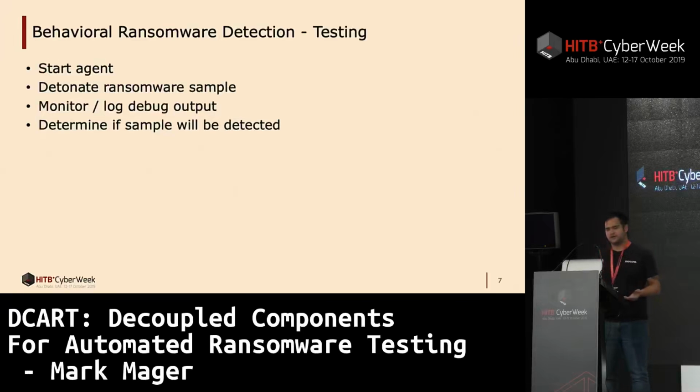So for testing of ransomware detection frameworks of behavioral nature, typically you'll have a virtual machine snapshot with the agent already loaded, and then the ransomware is moved over to the file system, it's detonated, and then the user is there to monitor any sort of debug output or logs. And then they're essentially waiting for an alert to be triggered. So they're just kind of manually sitting there and waiting for some sort of feedback from the system.